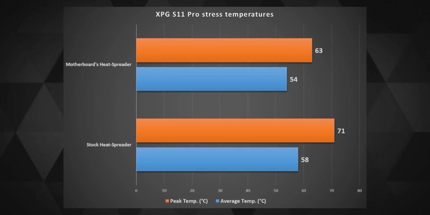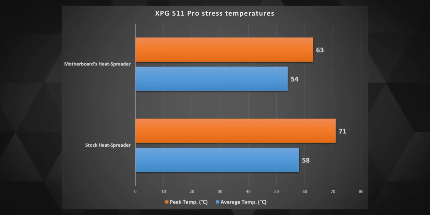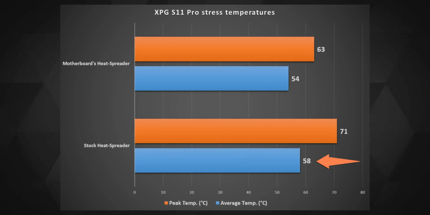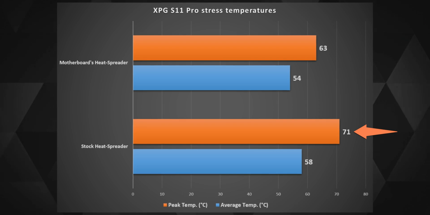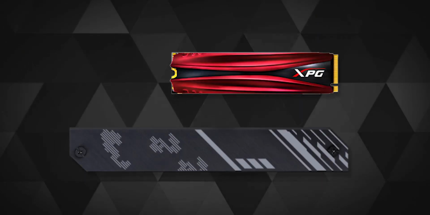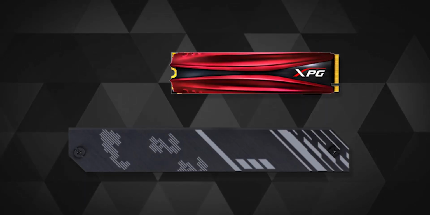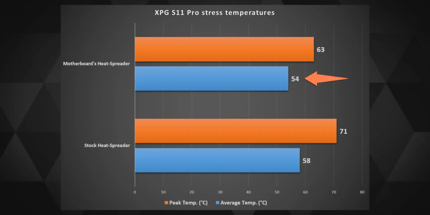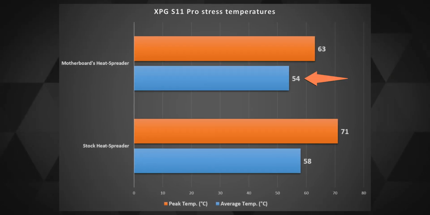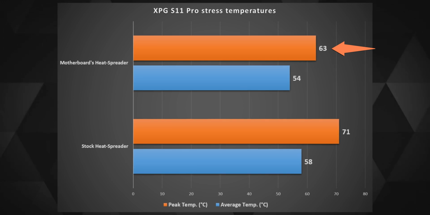And during all of these different tests with its own heat spreader, the average temperature stayed around 58 degrees Celsius with 71 degrees C as the peak temperature. But when I tested the drive with the motherboard's supplied heat spreader over the S11 Pro, which to be honest is at least 2.5 times the size of the S11 Pro's own heat spreader, the average temperature stayed around 54 degrees Celsius with a peak temperature of 63 degrees Celsius.